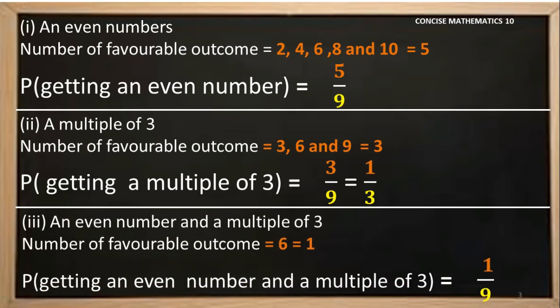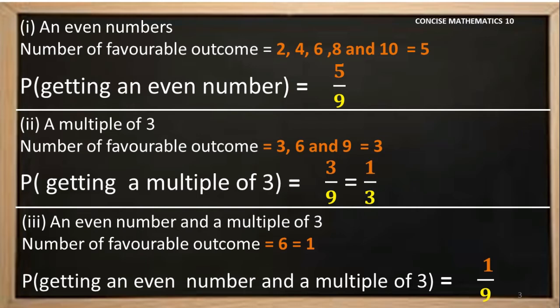And sub question 3, it is an even number and a multiple of 3. Kindly note down this point, children. An even number and a multiple of 3. If there is a word 'and' between any two conditions, it says that the favorable outcome should satisfy both the conditions. So in this example, we need to find out an even number which is also a multiple of 3.